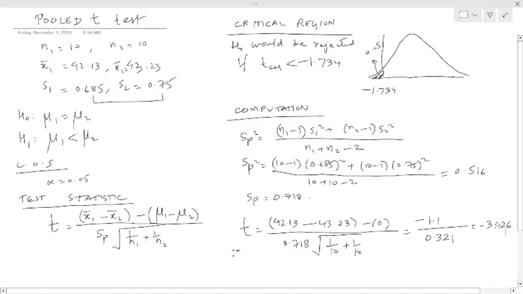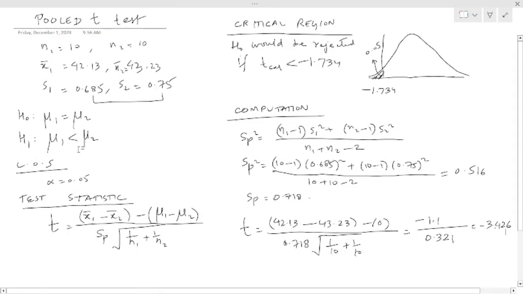The decision can be written as: since t calculated falls in the rejection region, therefore H0 is rejected, and we can write down the conclusion accordingly as: the test results are statistically significant at the 0.05 significance level, and the data provides sufficient evidence to conclude that the new machine packs faster.